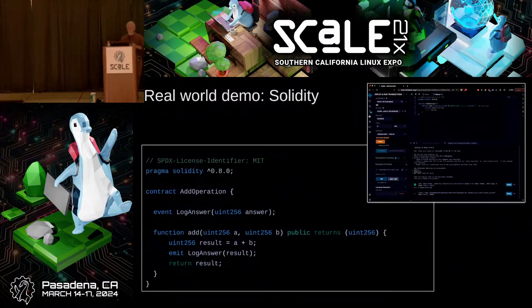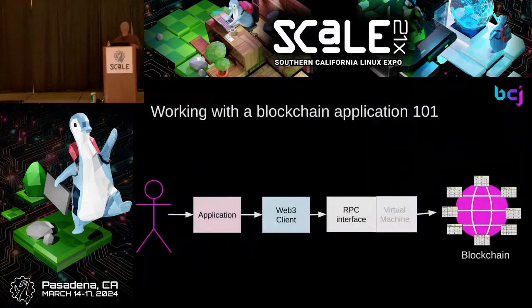So here, what you see is I have a smart contract, named add operation, and all it does is add two numbers together. It adds an A and a B, puts the A plus B, and returns the result. But what's also interesting is that there's a thing called an event, log answer, and I can emit an event, so I have a way to do event-driven programming on the blockchain. It's very cool.